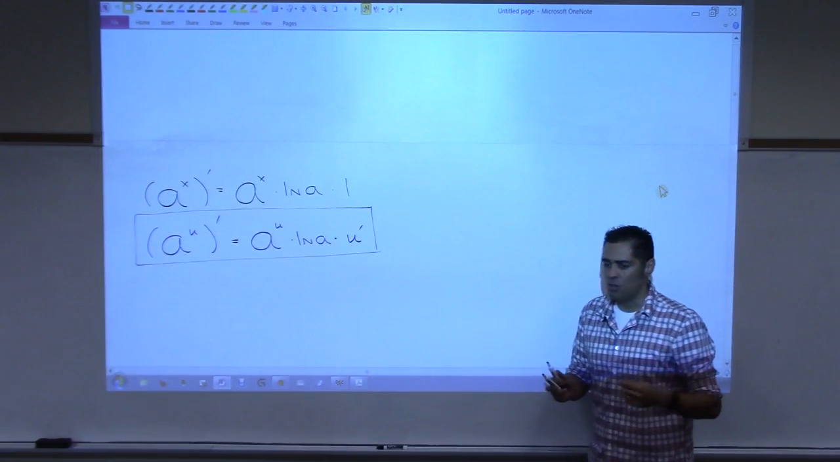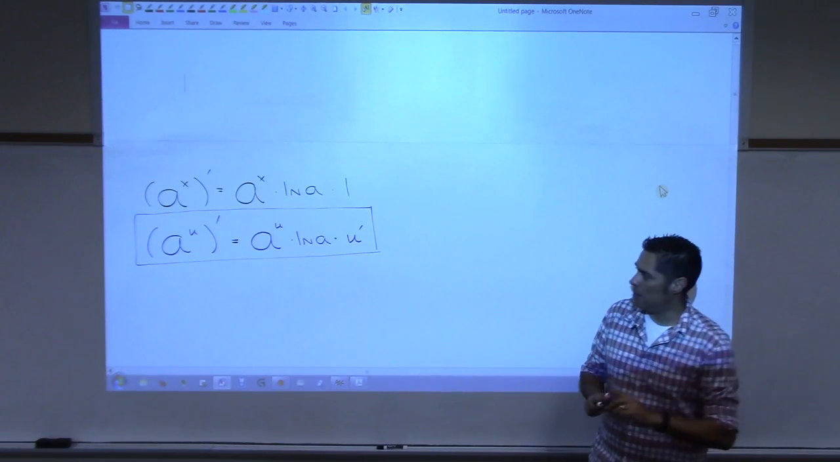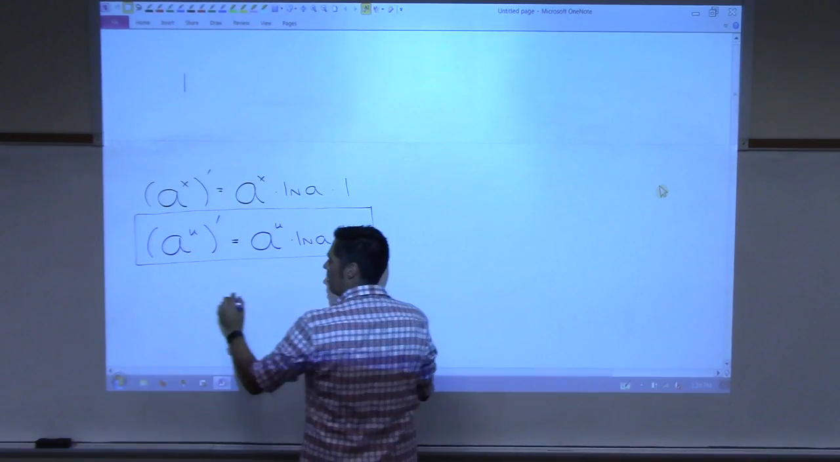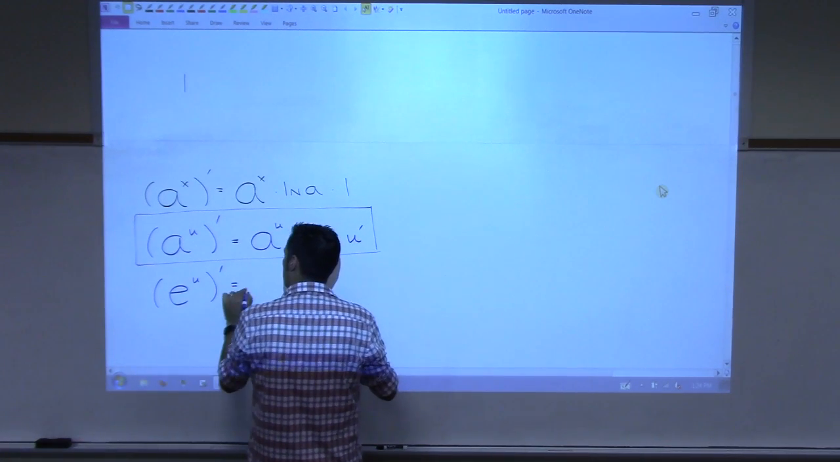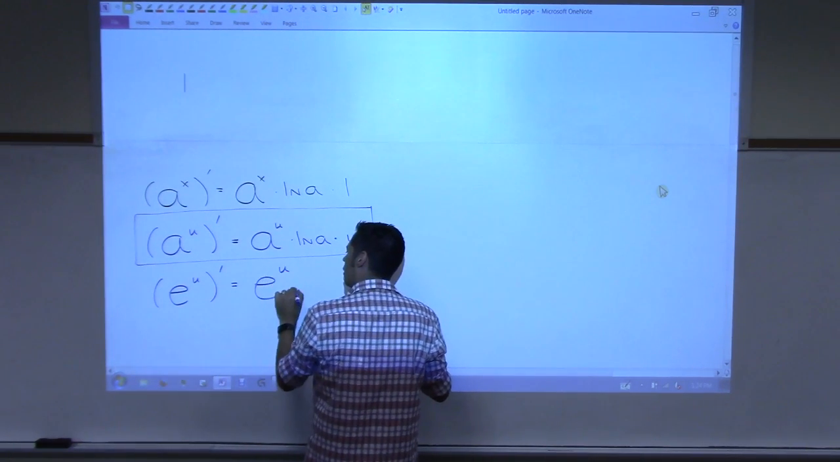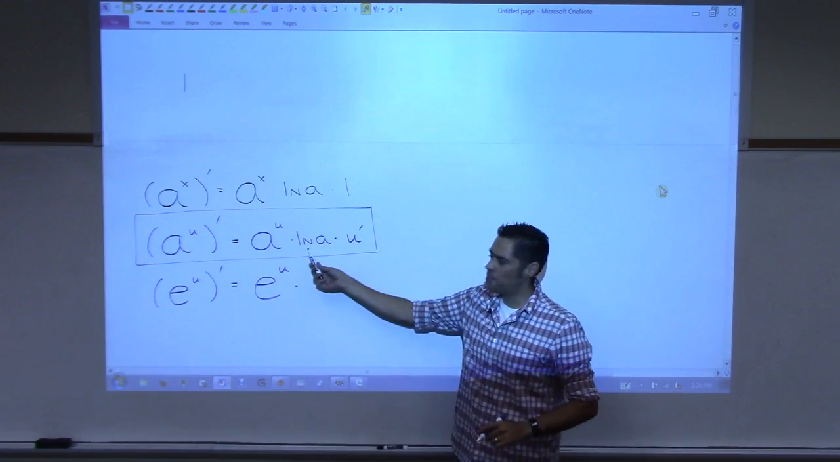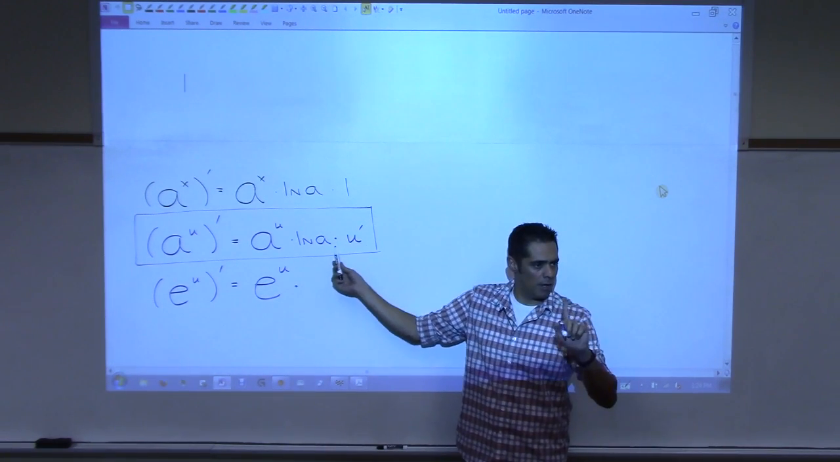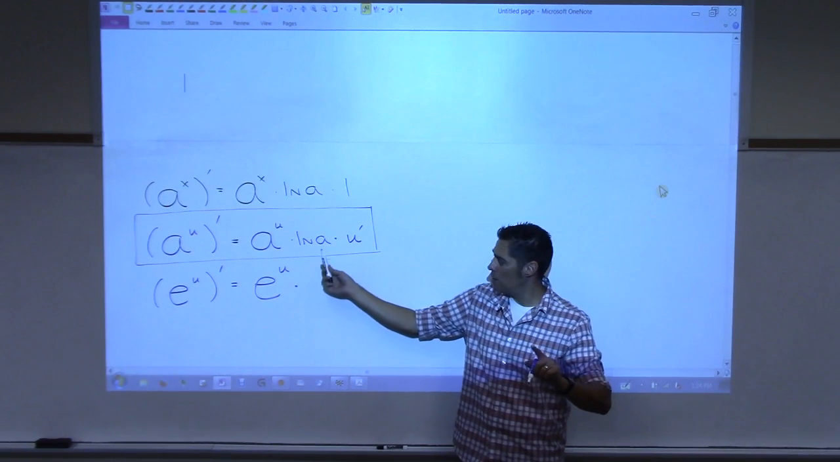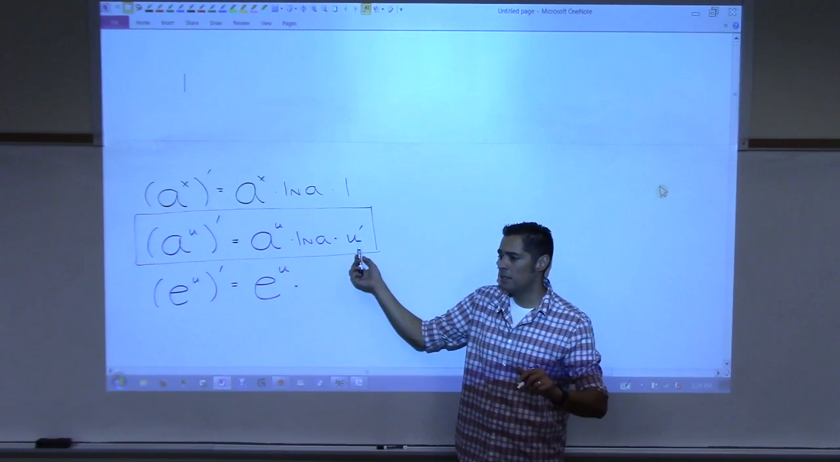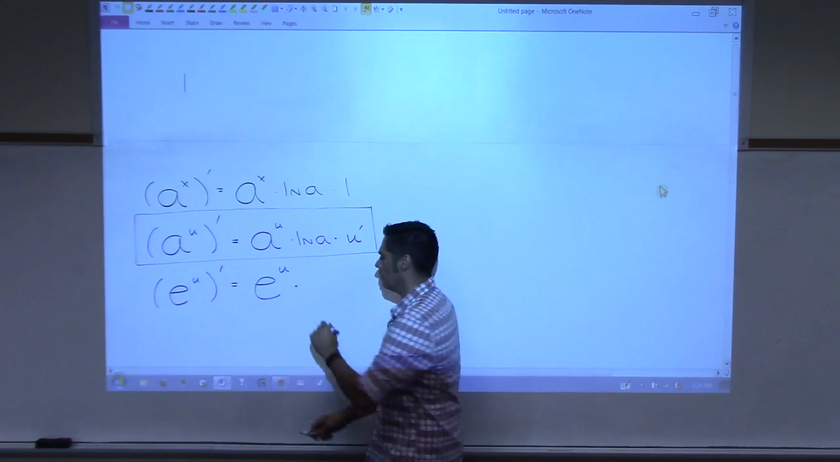Now, in the case that you have e to something, it's a very special case of this, right? It would be e to the u. The derivative of that would be itself times, and we would not have to do this part, right? Natural log of e would be 1, so we wouldn't need that part in here. Natural log of e is 1. So I don't need that, but I would still need the derivative of what's up here, so u prime.